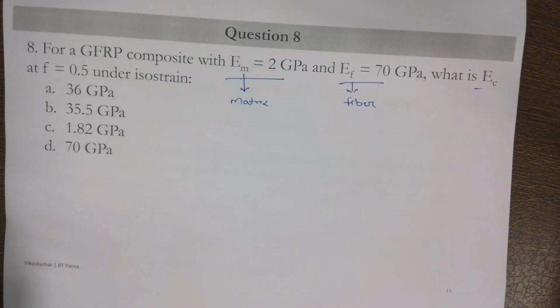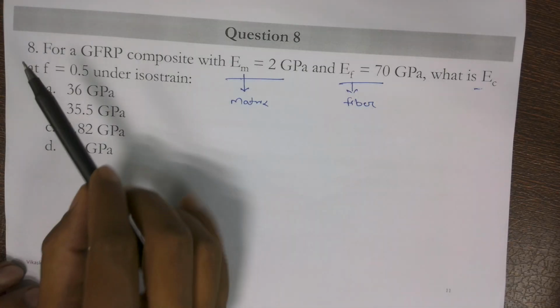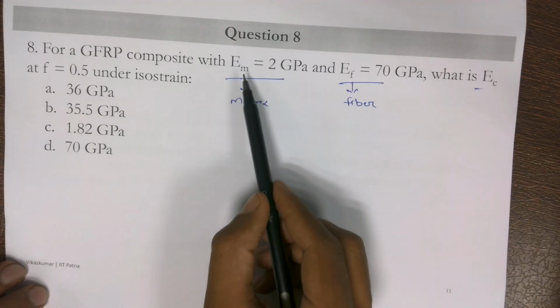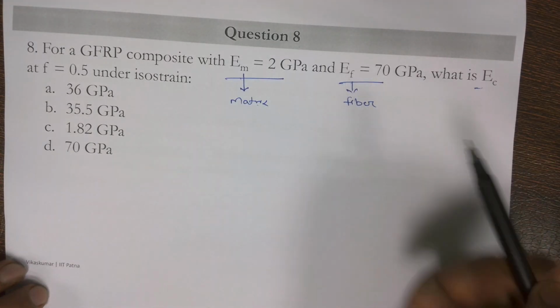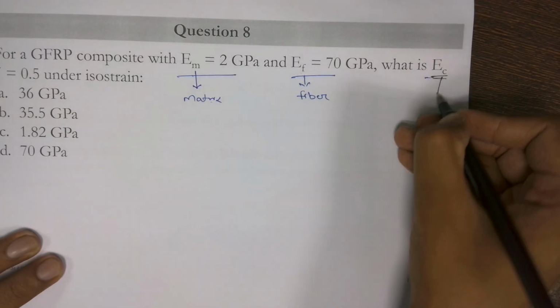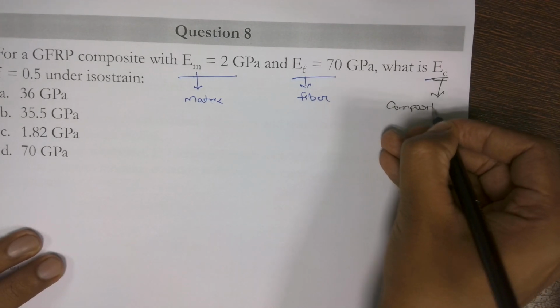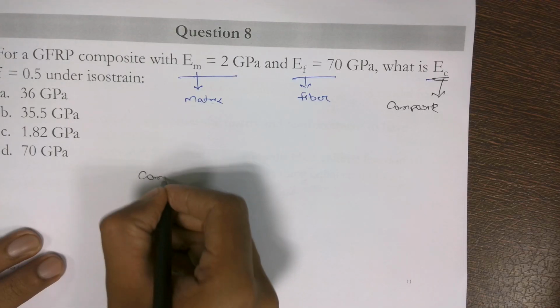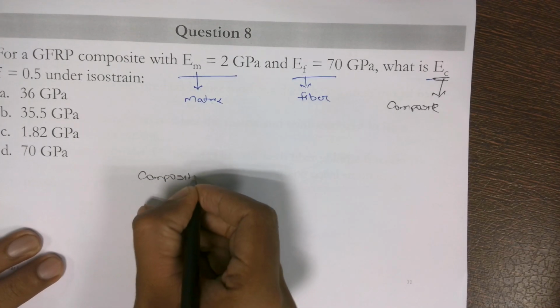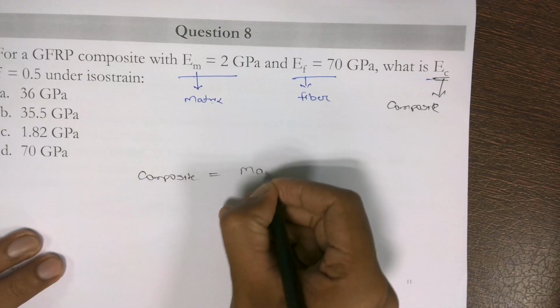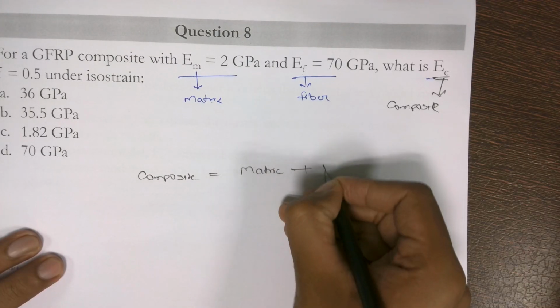Now let's get to question number 8. The question says, so we were discussing, M is a matrix, F is a fiber, C here mentioned is a composite. So composite is made up of the matrix and fiber.